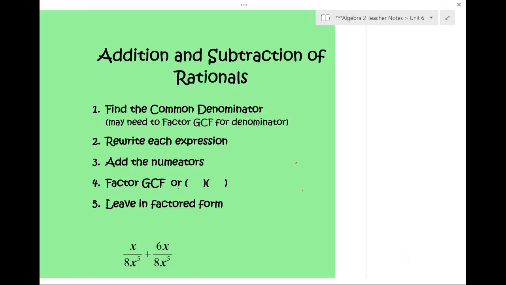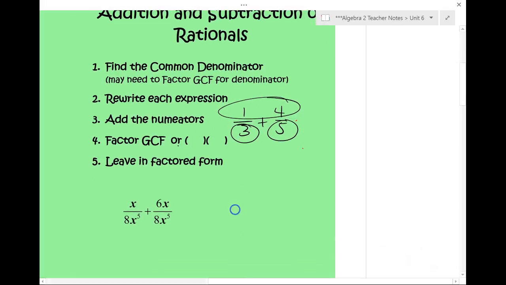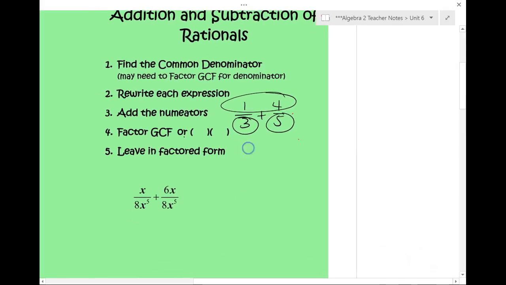So if you guys remember fractions, if I have 1/3 plus 4/5, in order to add these two fractions, I would have to change these denominators so that they match, so that they're the same, and then I could add the numerators. So we're going to do the same thing with rationals. Okay? Now, if I look at this problem here, our denominators are the same.